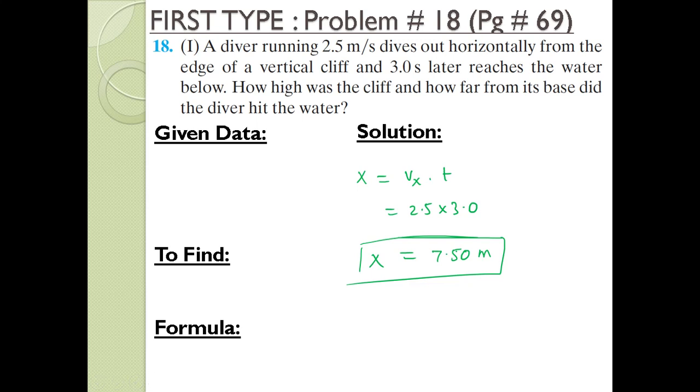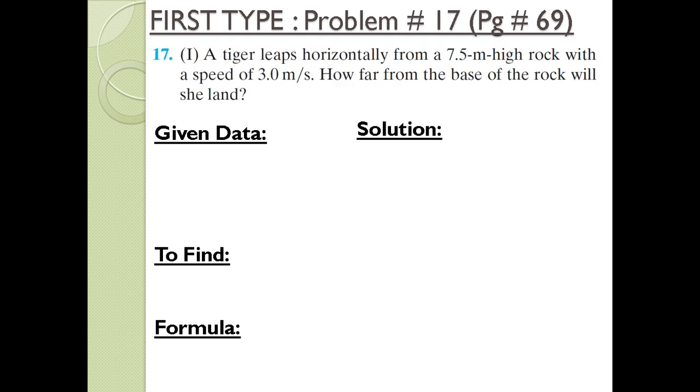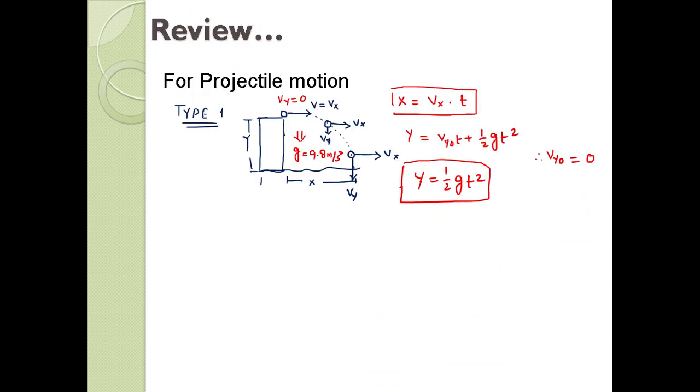Okay, now this was the type 1 question. Let me go back to type 2. First of all, we need to understand what type 2 is. Type 2 is when something is moving from ground to ground. For example, you kick a football and give an initial push, V naught, at some angle, let's say theta naught. So this will move in a parabolic path, and this parabolic path will go and hit the ground.